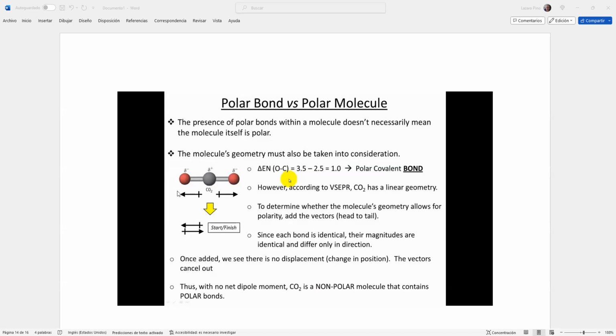Then the net dipole moment is very important to see if the molecule is polar or not, because look at this. You have two bonds and both are polar, but that molecule as a whole is not polar because of the structure of the molecule. These two dipole moments are equal but opposite, so they cancel out. So the total molecule is non-polar.